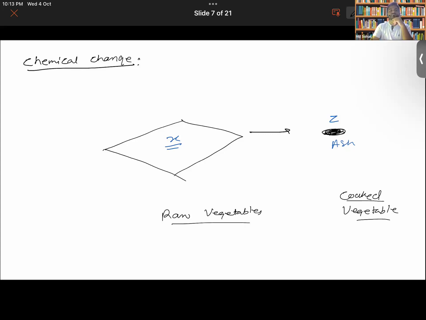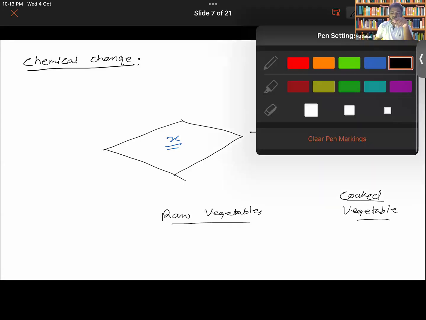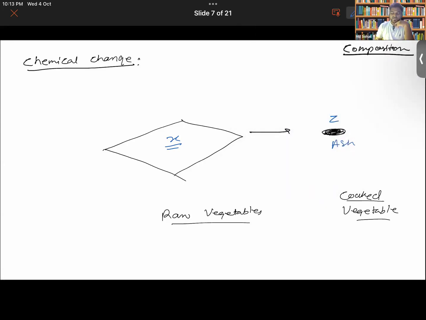Yes, the chemical composition changes. जो इसके chemical compositions है, that has changed. When I say composition, what does it mean? Suppose I have a piece of copper here, copper wire है मेरे पास, and I have an iron, okay, or I have water. What are the compositions of these substances?